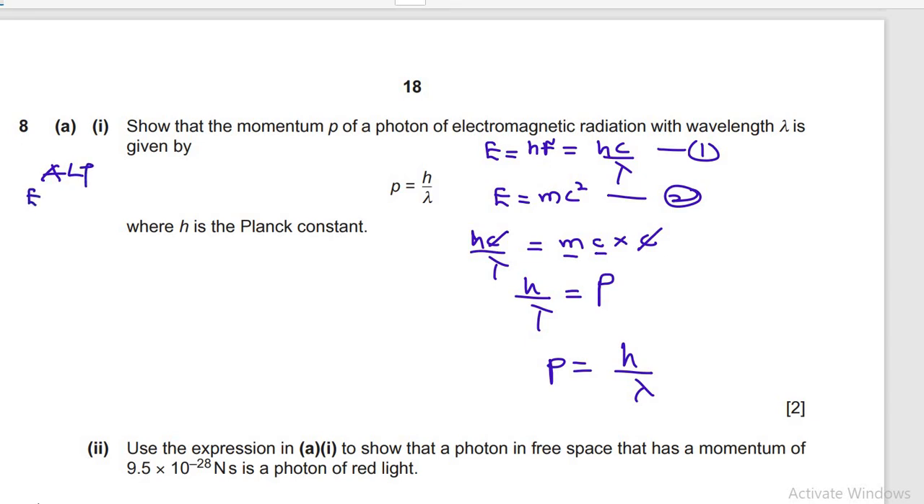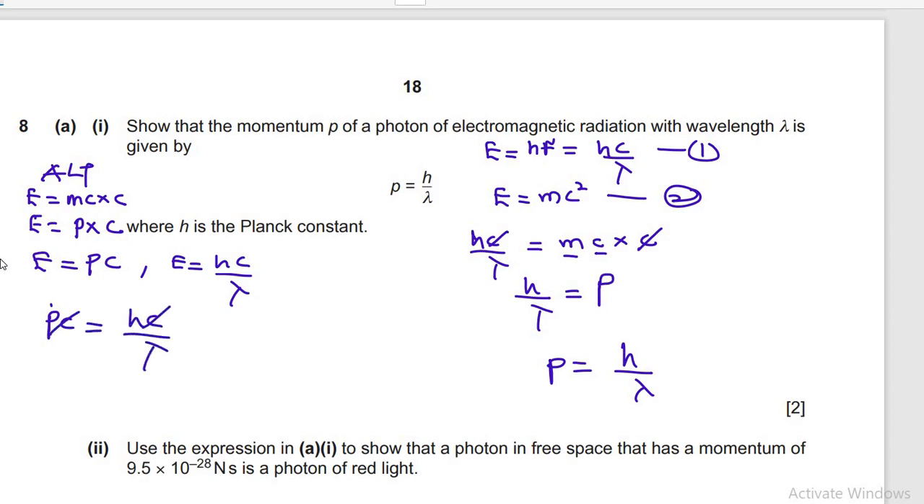Okay, alternatively, you can also look at it like this. Do you know that E equals mc squared? You can amalgamate: mc is momentum multiplied by c. So momentum can also be E over c. Energy can be pc, and the other energy is hc over lambda. When you equate them together, I have pc equals hc over lambda, c cancels c. So I have h over lambda again.